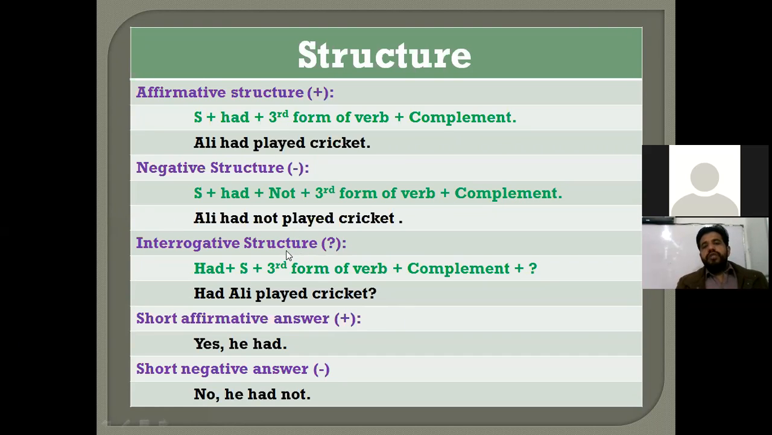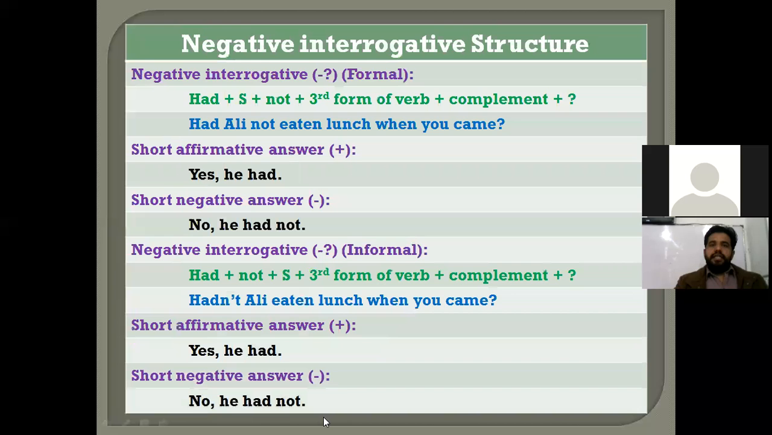If you are going to change it into interrogative, it is also very easy in past perfect tense. You will change the place of helping verb and subject to each other. We bring had to the start, to the beginning, and then we take the subject back. So had, subject, then third form of verb, then complement, then sign of interrogation. So had Ali played cricket? Short affirmative answer, yes he had, and short negative answer, no he hadn't.